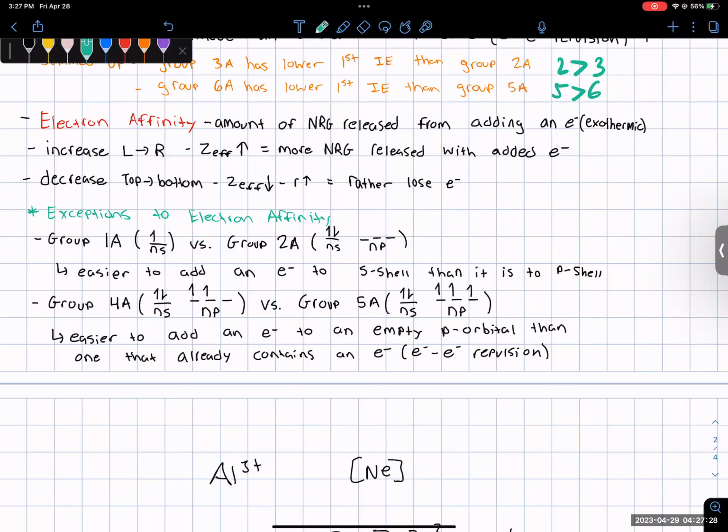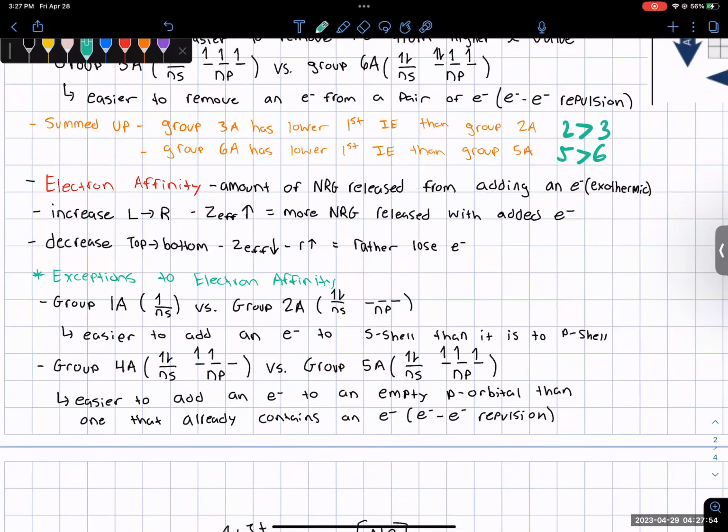So if we look at group 1 and group 2, it's easier to add an electron to an s subshell than to a p subshell, because you're literally increasing an energy level at that point. And then group 4 and group 5, it's easier to add something to an empty p orbital than to one that already contains an electron, because electron repulsion can happen again. And we don't like those. So to sum it up, 1 has a greater electron affinity than 2, and 4 has a greater electron affinity than 5. The second exception is the same as for ionization: 5 is greater than 6.